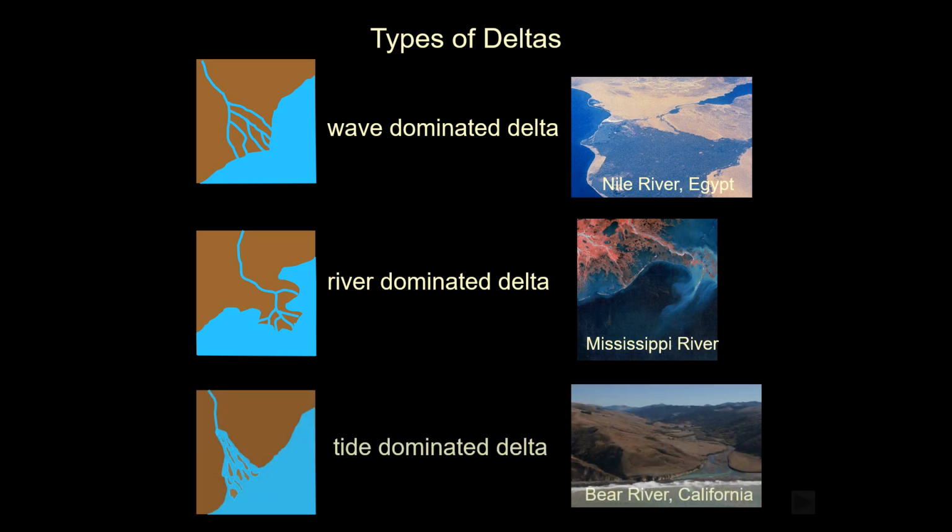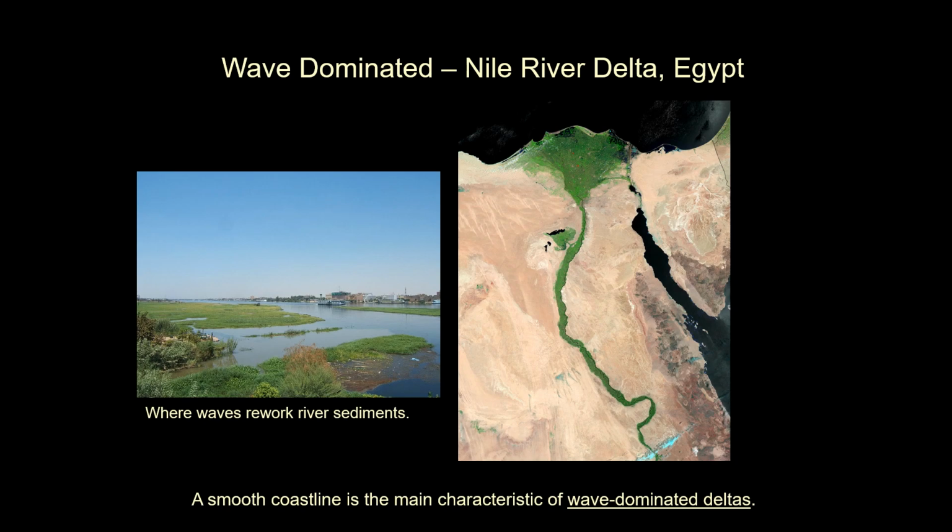And then finally, we have some deltas that are dominated by tides. As tides go up and down, the tides are what rework the sediments, and that's what's happening here in the Bear River, California. Tide-dominated delta, where the sediments tend to be rearranged somewhat by the tides, ocean tides going up and down. And we'll take a quick look at a couple of these examples.